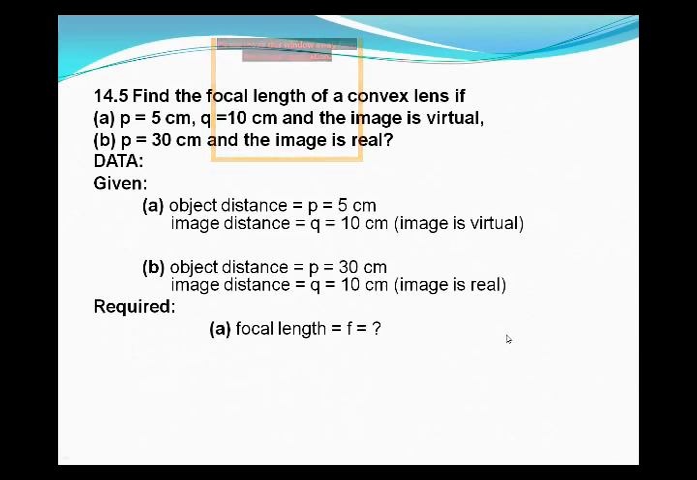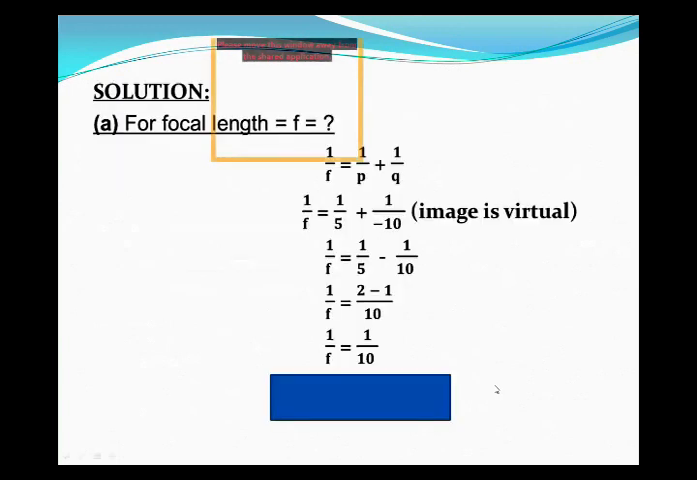Now, in required, we will find the focal length. In B, we will also find the focal length and check what will happen when we change the object distance. So here for finding the F, we are using the lens formula 1 over F is equal to 1 over P plus 1 over Q.